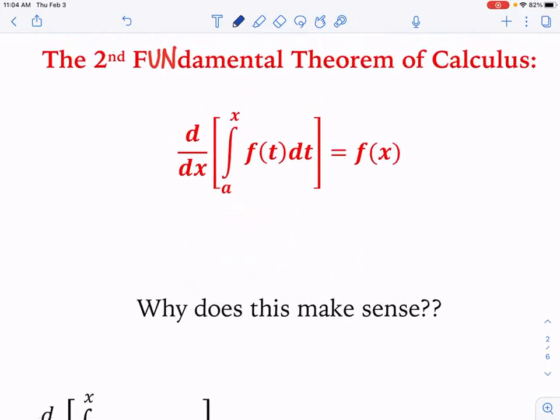Now, we cannot have a variable here the same as a variable here. So we have t inside, but when we perform the integration, it's going to turn to x, and then we take the derivative with respect to x. Okay. So, are you okay? Basically, this guy gets plugged in.